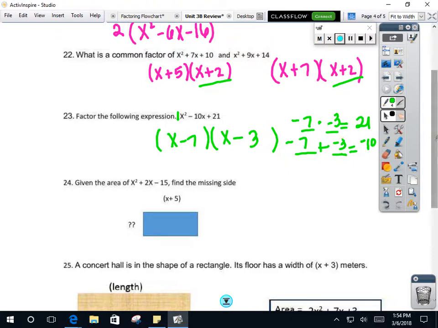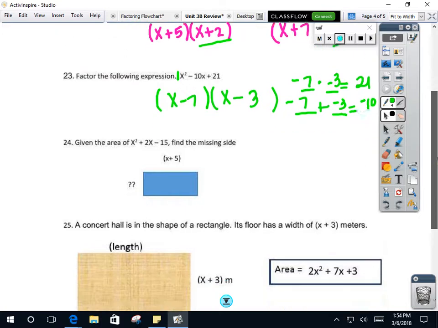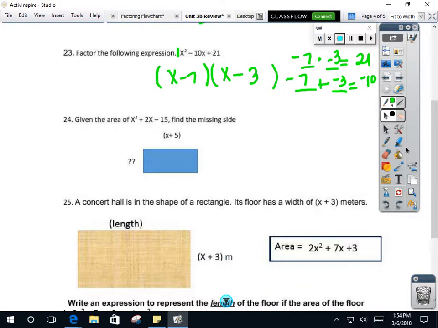Okay, number 24. Given the area of x squared plus 2x minus 15, find the missing side. Well, how do you find the area of a rectangle? Length times width. They've given you the length of x plus 5, but they have not given you the width. So you've got to figure out what would need to go there so that when you double distribute it, it would take you to this area.